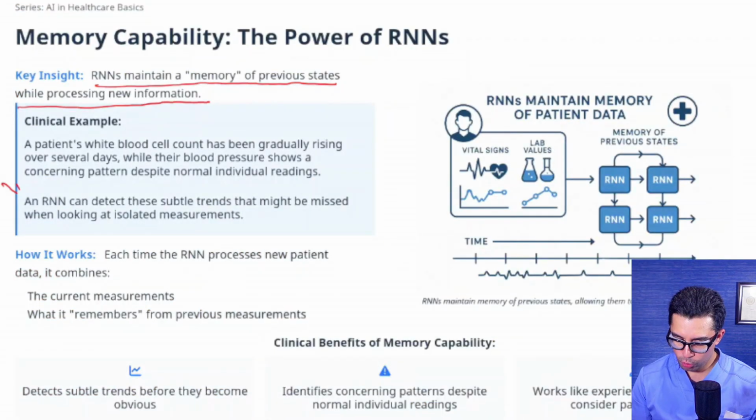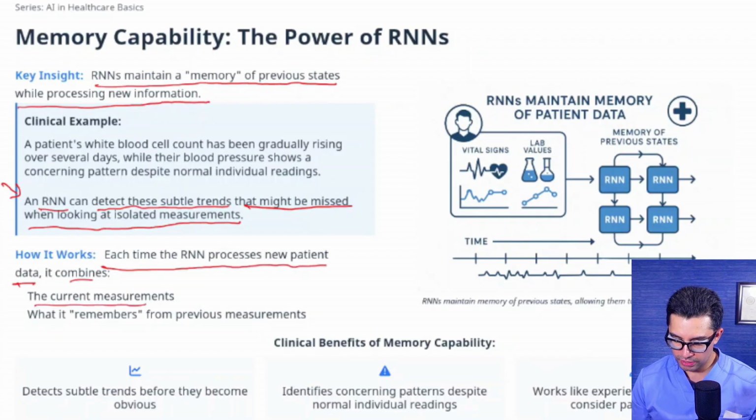So to hone in on this point, RNNs can detect subtle trends that might be missed when looking at isolated measurements, right? Each time the RNN processes new patient data, it combines current measurements and what it remembers from previous measurements. All right, so now we are going to talk about a real data set, and this may be a lot of knowledge. However, just listen to me and try to focus. This is just an example for you to get a basic idea about this. And down the line, we will be using these models to train and look at our own models.